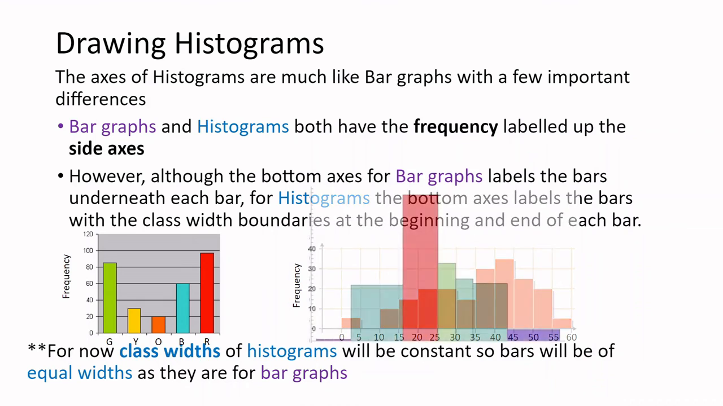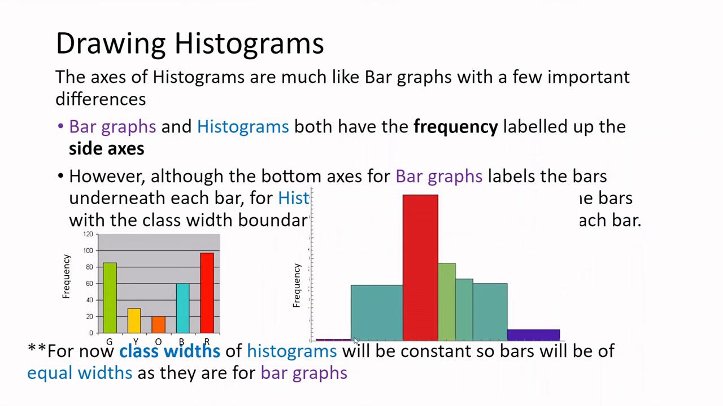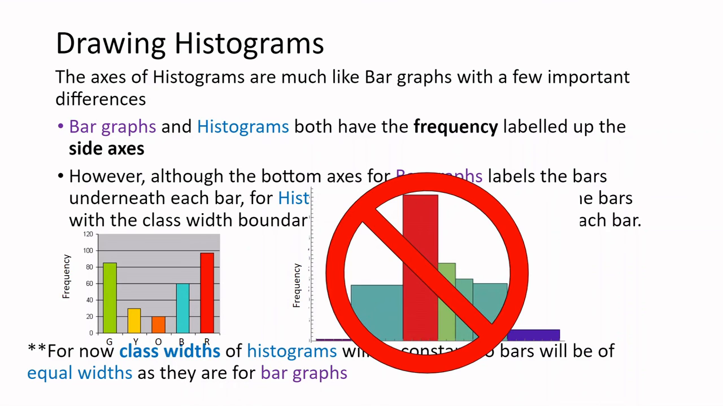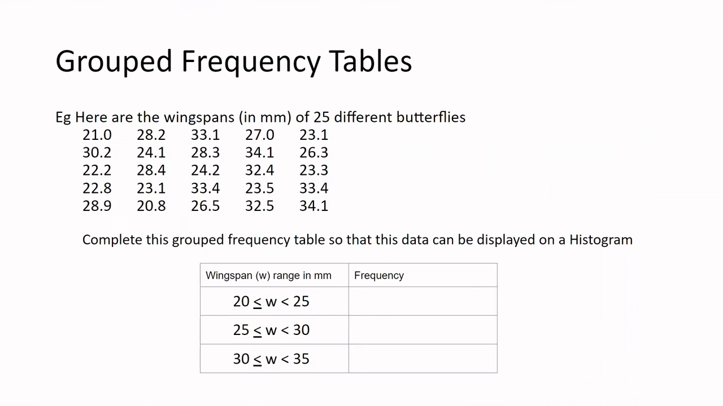In future, you may see histograms like this because the boundaries will not have an equal difference. This bar, for example, is much narrower than this one because the values at the beginning and end would be closer than the values at the beginning and end of this bar. Don't worry about histograms like that for now. They should not be coming up at least into GCSE.